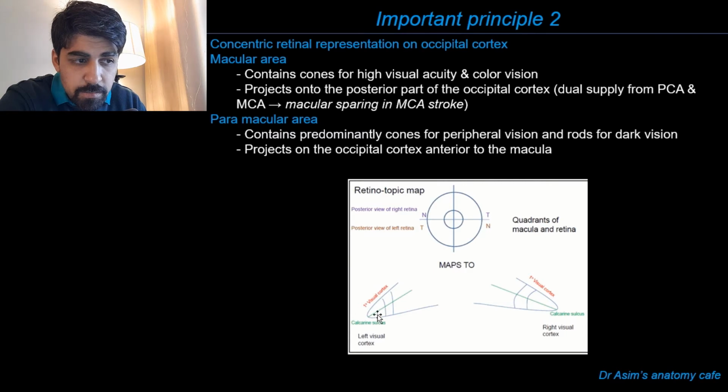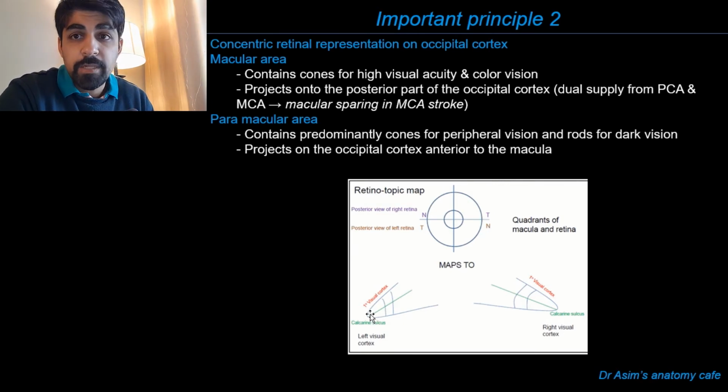If we look at the medial side of the occipital cortex, we can see this area is primarily being supplied by an artery which is known as the posterior cerebral artery. But then there's another artery called the middle cerebral artery, which is predominantly supplying the superolateral surface of the brain, but sometimes it can potentially come onto the medial side as well and supply this little region where the macula is represented.